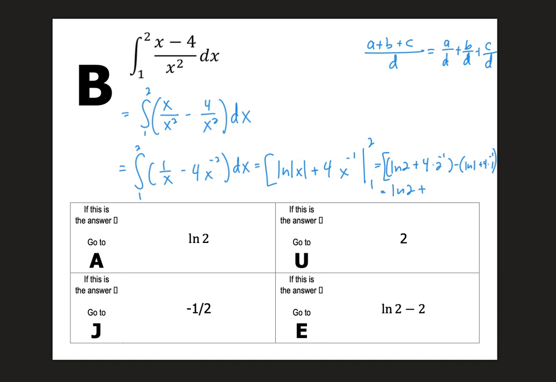And then 1/2 times 4 is 2. Then ln of 1 is 0, so this is minus 0. And this is 4 times 1 to the negative 1, which is just 1. 4 times 1 is 4. So this will still be a minus. That negative will distribute. And that's it.